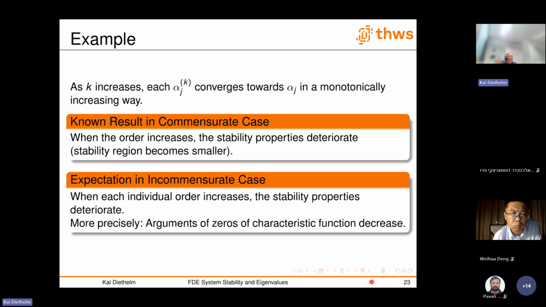And that means, so what can we say in the incommensurate case? At least what can we expect or hope for? When each individual order increases, the stability properties deteriorate. And that means the zeros of the characteristic function should move towards the boundary between stability region and instability region, or in other words, their arguments should get smaller.